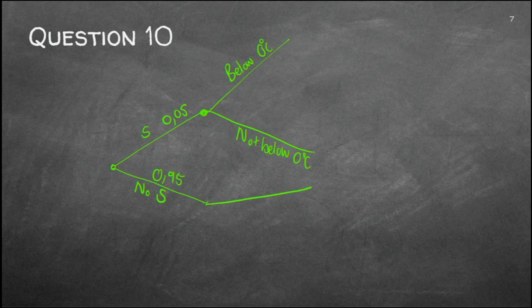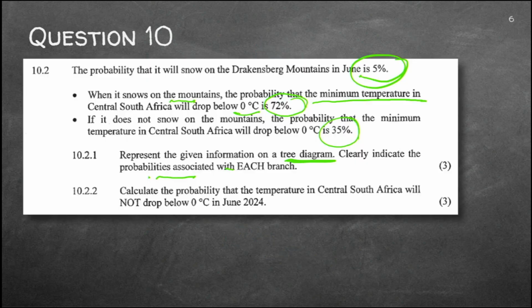And the same for the second section. So below 0 and then not below 0 degrees. And now we can look at the question again. So if it snows, we can expect a minimum temperature of 0 degrees, a 72% likelihood.